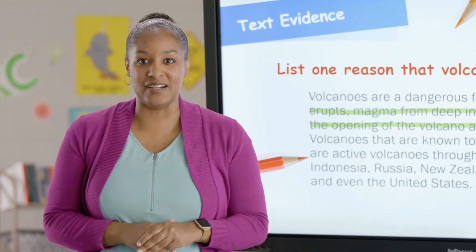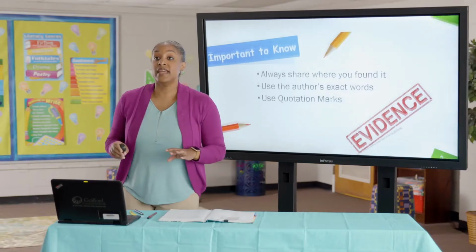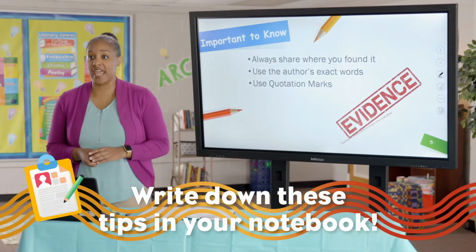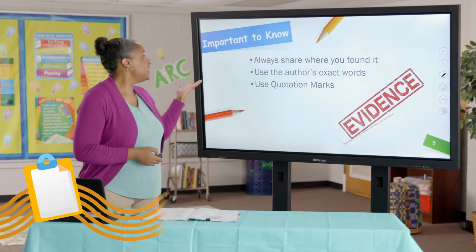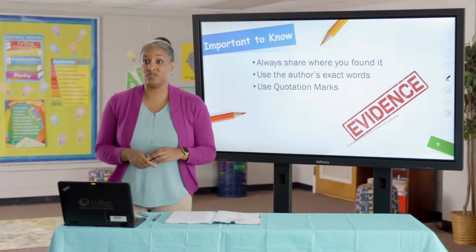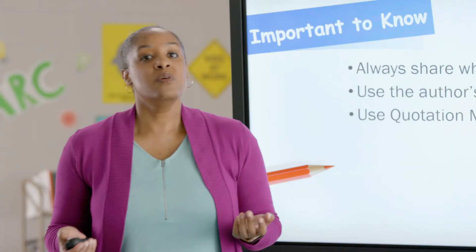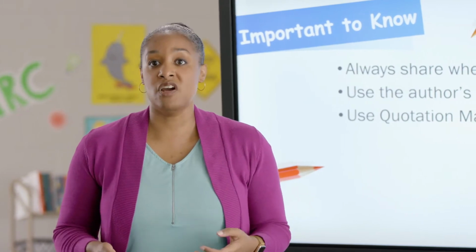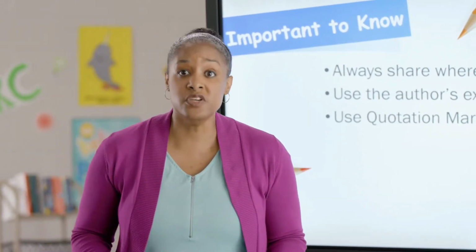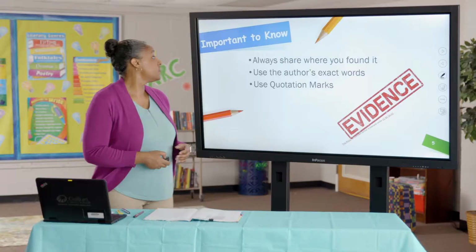How do we do so far? Let's try another one together. Now take a moment, make sure you have your notebook out because there are some notes I want you to add to your notebook right here. Here's some important things you need to know as it relates to citing great textual evidence. First thing first, always share where you found it. When we're citing evidence, we're not talking about our own personal opinions or making inferences. We're using explicitly what the author states in the text.